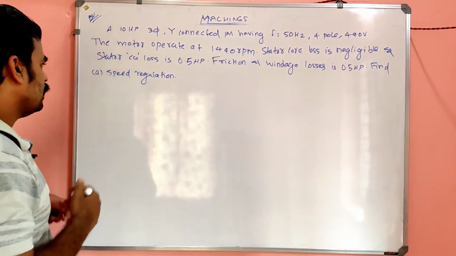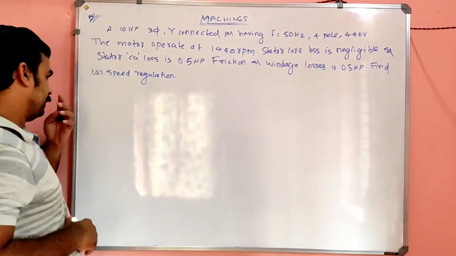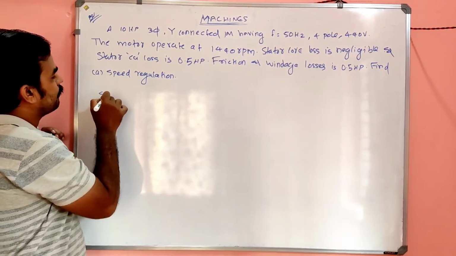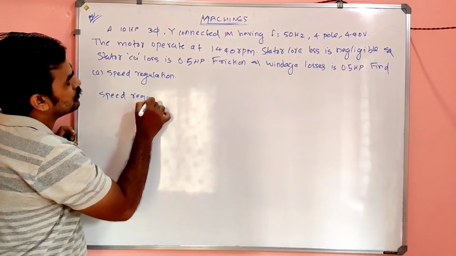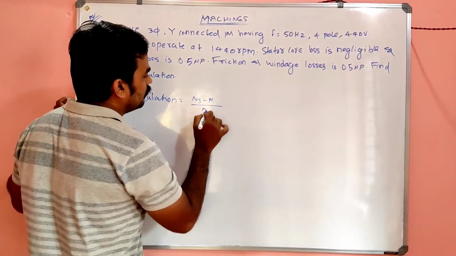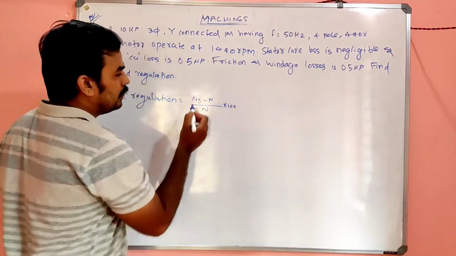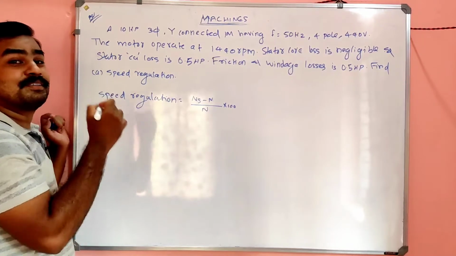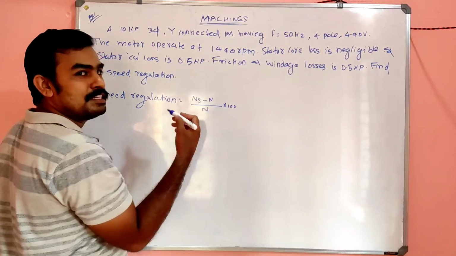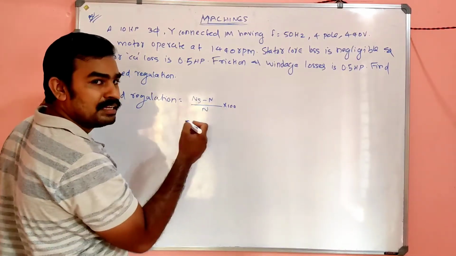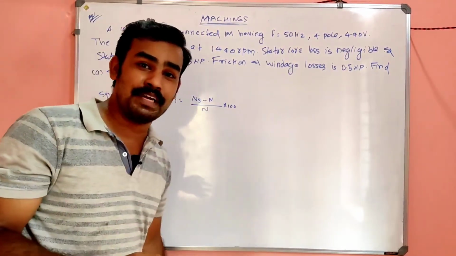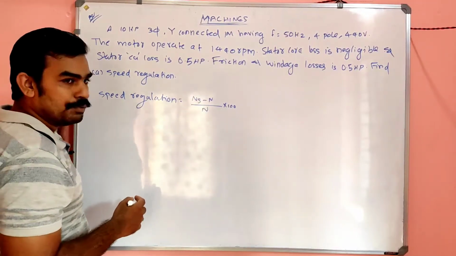Find the speed regulation. What is the equation for speed regulation? Speed regulation is equal to Ns minus N divided by N into 100. If it is divided by Ns, it will be slip. You have to focus on that. Ns minus N divided by Ns means it will be slip. Suppose Ns minus N divided by N means what? Regulation. Do you remember the voltage regulation equation? VNL minus VFL divided by VFL into 100, correct? So it will be Ns minus N divided by N into 100.